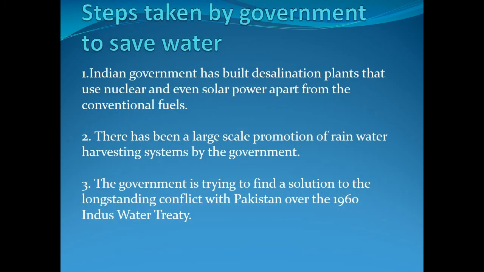Steps taken by government to save water. 1. The Indian government has built desalination plants that use nuclear and even solar power apart from the conventional fuels. 2. There has been a large-scale promotion of rainwater harvesting systems by the government. 3. The government is trying to find a solution to the long-standing conflict with Pakistan over the 1960 Indus Water Treaty.